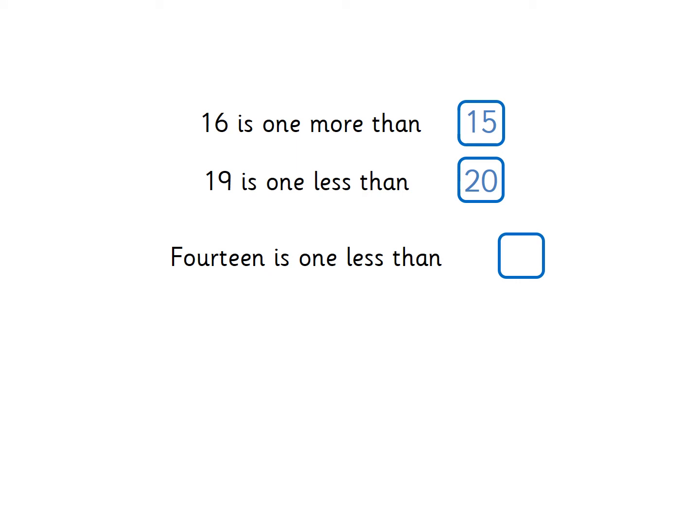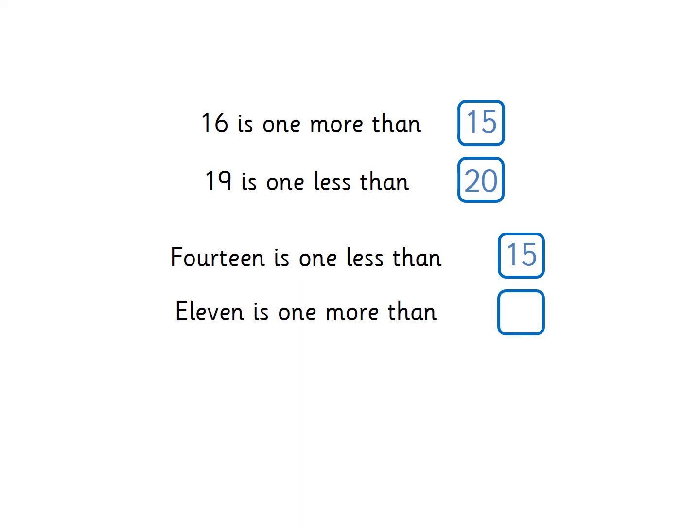14, oh, we've got a word there, 14, which is a 1 and a 4. Find that on your number line, 14. 14 is one less than 15, because it's the opposite. So if it's one less than, you need to see what one more than is. So 14 is one less than 15.